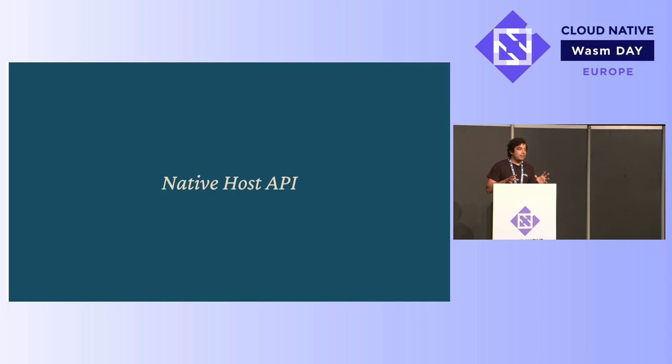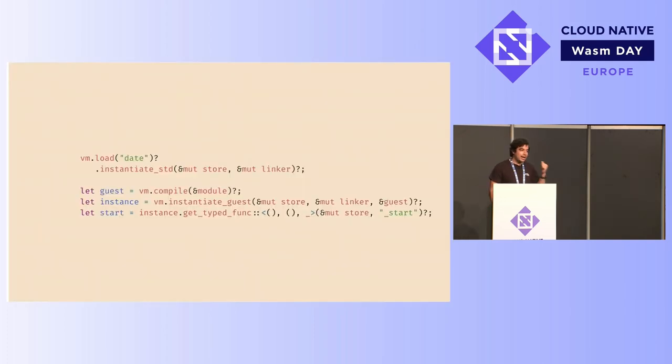And well, we have the two pieces now. We have the consumer module and the producer one, and we have adapted the calls between those two modules. How do we do this in the host? Well, here I have a wrapper around WASM time, which I created sort of like an STD API in which we load the date functionality that we want. We instantiate that standard library piece, and then we create a guest module from the one that was given to us from the command line. And then we create an instance, grab the start function, and we execute that.